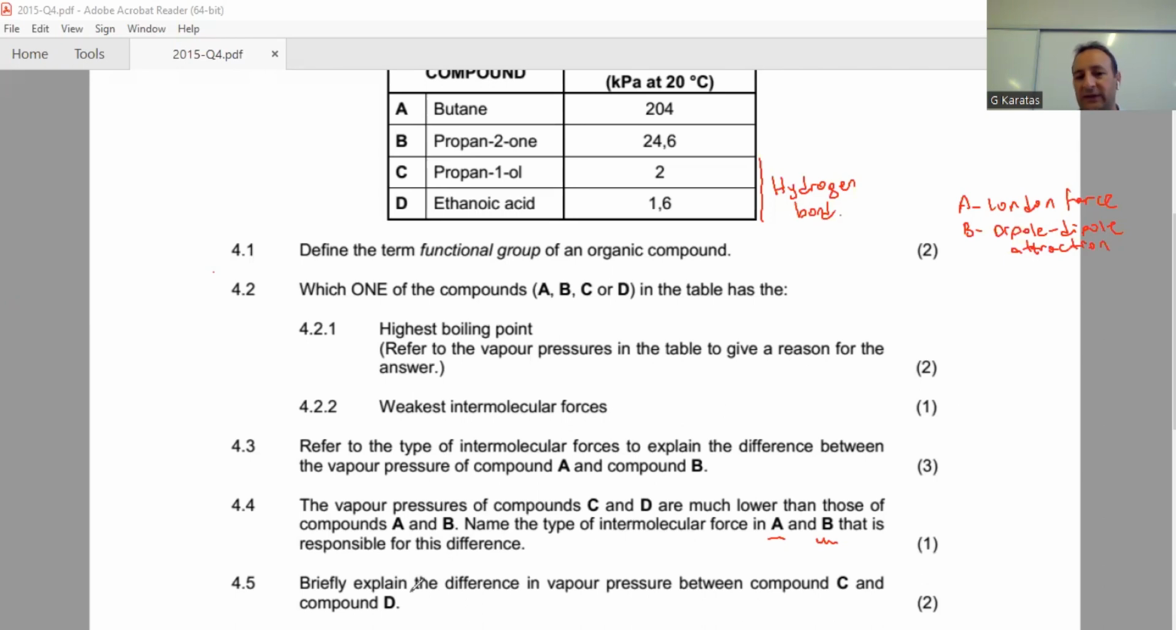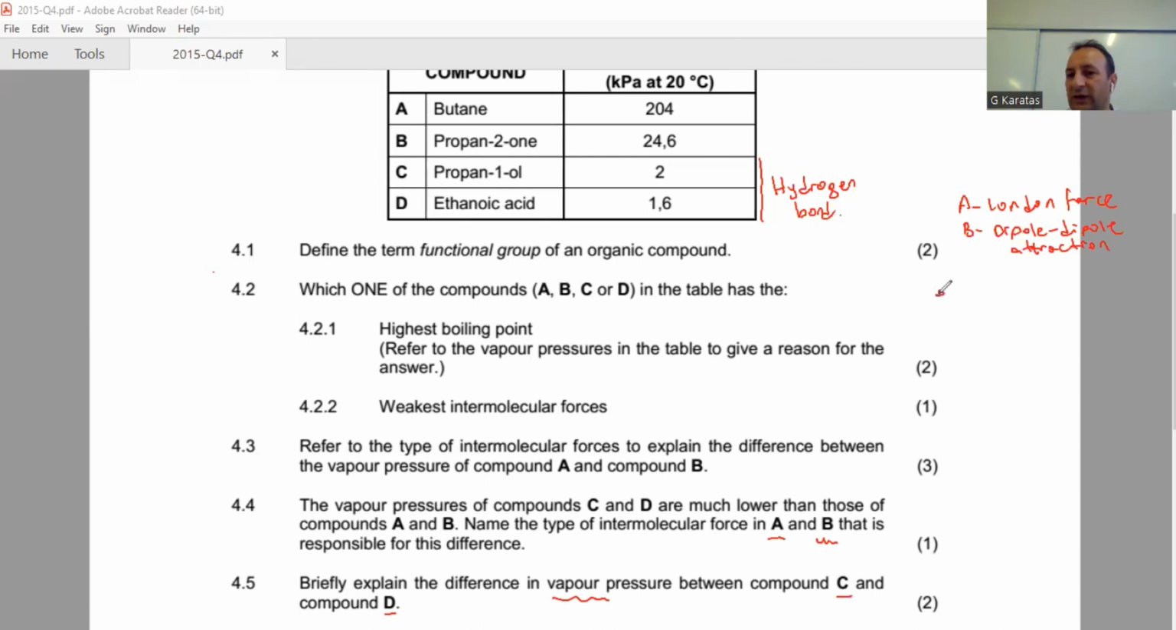Question 4.5 says, briefly explain the difference in vapor pressure between compound C and compound D. When we look at compounds C and D, compound C has slightly lower vapor pressure than D. That means compound C has a higher boiling point. And this difference comes from the presence of two oxygen atoms in the carboxylic acid.